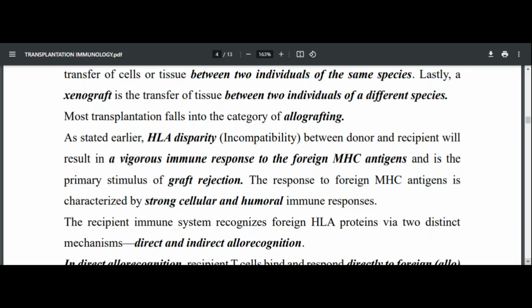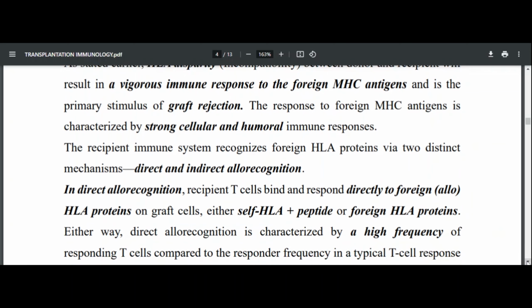So the recipient's immune system recognizes foreign HLA proteins through two distinct mechanisms. That is the first thing: the immune system can recognize a foreign tissue in two ways, direct allorecognition and indirect allorecognition. In direct allorecognition, recipient T cells bind and respond directly to foreign HLA proteins on a graft cell, either through self HLA plus peptides or foreign HLA proteins.